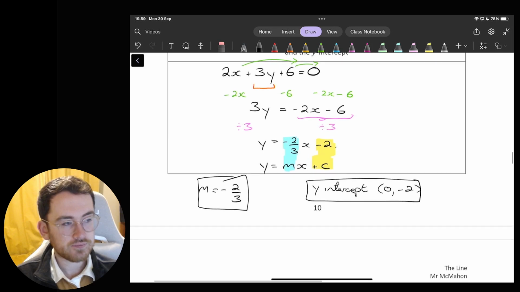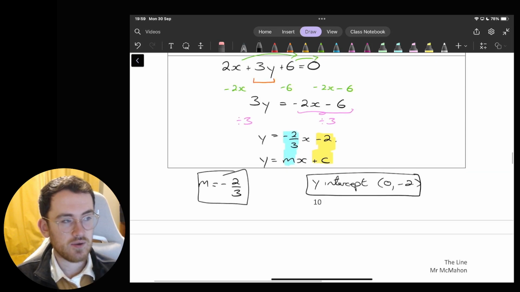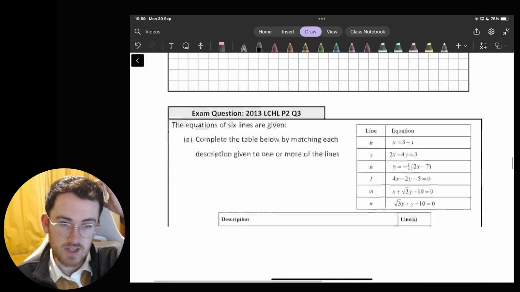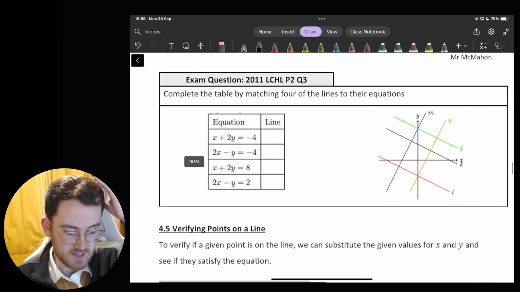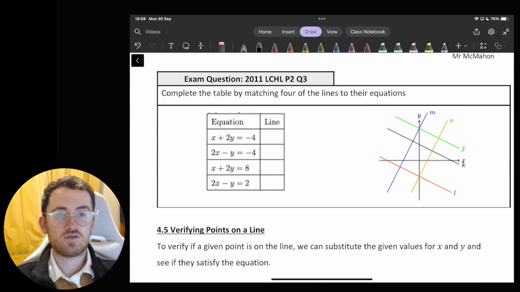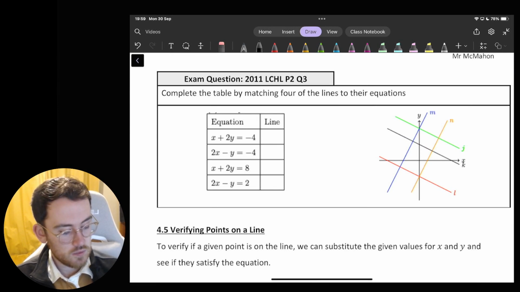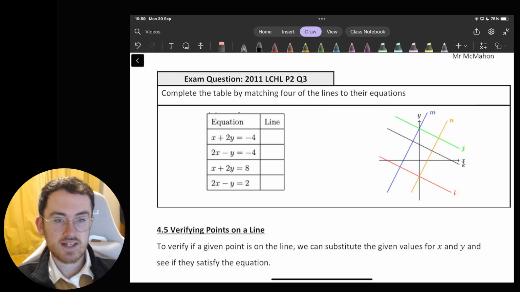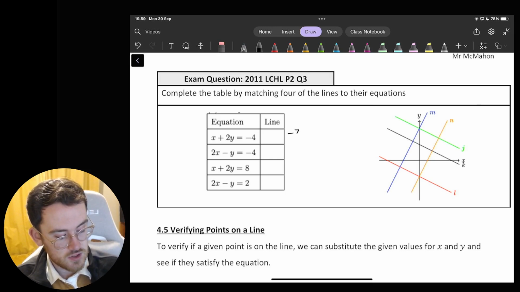Okay, so let's have now a little look at one of the exam questions to put that into practice. So let's look at this exam question. It says complete the table by matching 4 of the lines to their equations. So what we might want to do here is get those equations into that format that we prefer. So looking at the first one here, it's x plus 2y equals minus 4. I might first of all get the x over to the other side and then rewrite this as y equals minus a half x minus 2.